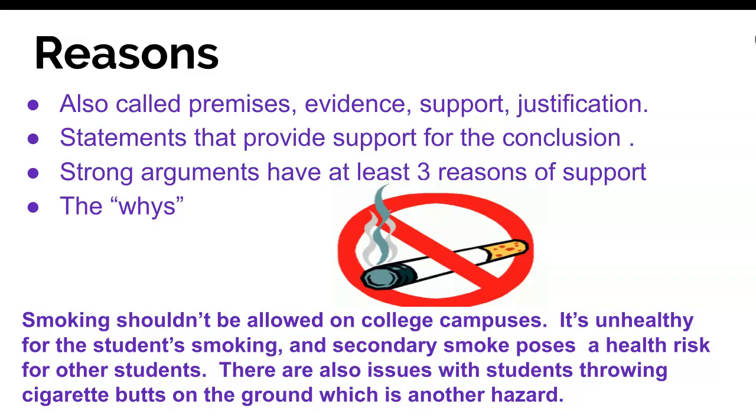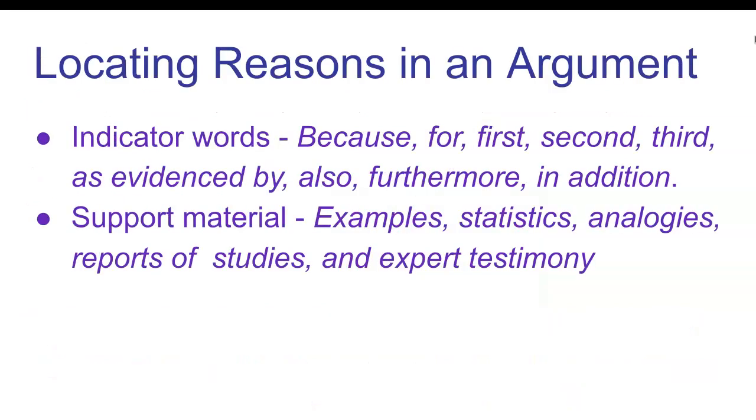So going back to our original example, you could say smoking shouldn't be allowed on college campuses. That's the conclusion. If that's your conclusion, you need three reasons that support that statement. For example, you could say it's unhealthy for the students smoking, and secondary smoke poses a health risk for other students. There are also issues with students throwing cigarette butts on the ground, which is another hazard. A lot of times when we're looking at reasons, you will see indicator words such as because, first, second, third, and so on.